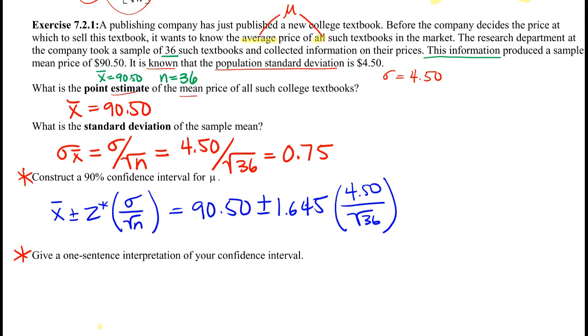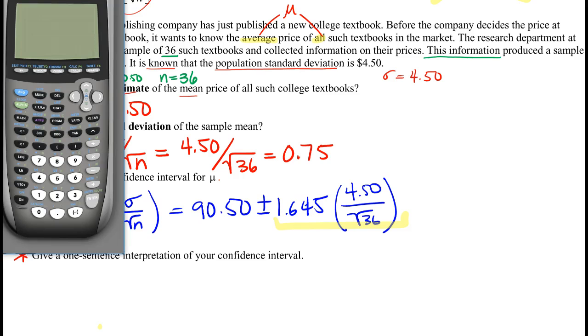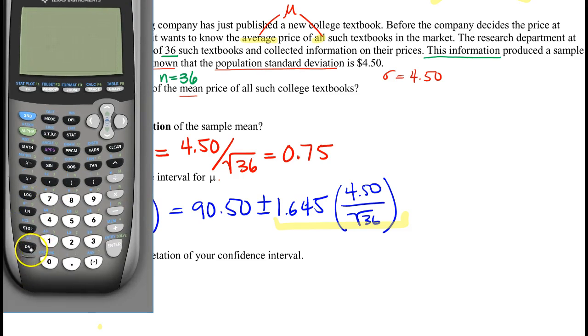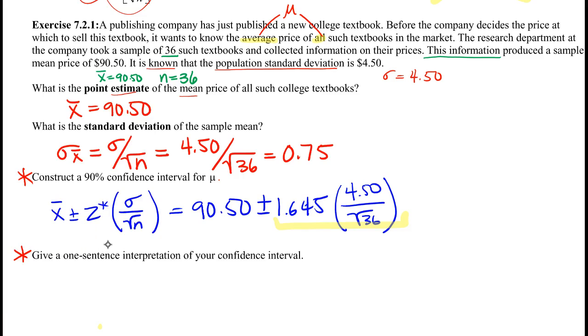And if you're doing this by hand, you guys know I like to do my margin of error first. So I would do 1.645 times 4.50 divided by the square root of 36. Obviously I know what the square root of 36 is, but I just want to show you in case it wasn't something really easy like that. So 1.23375.